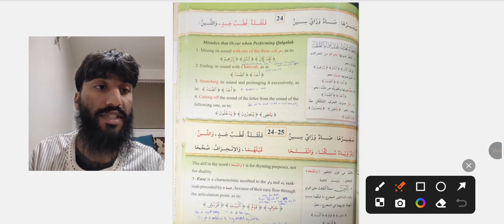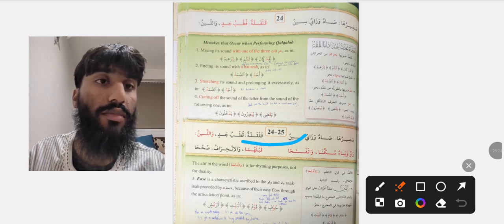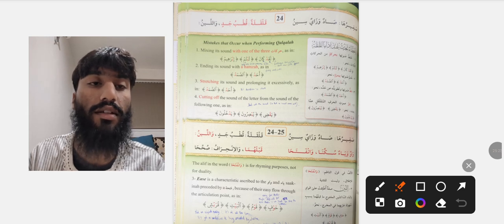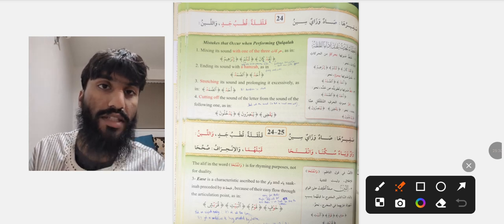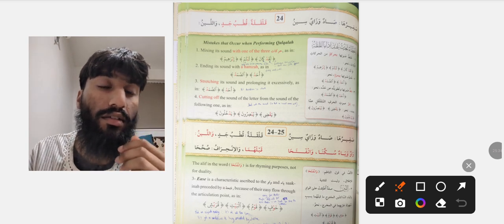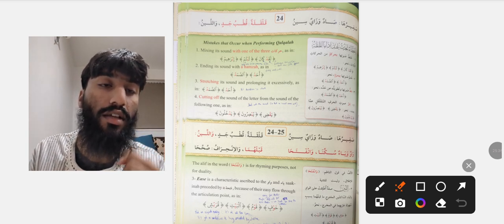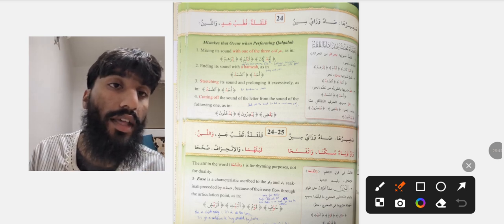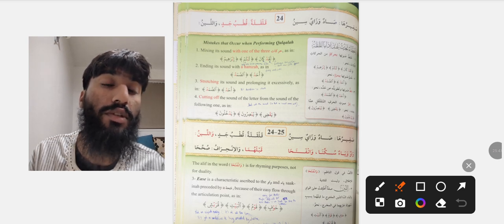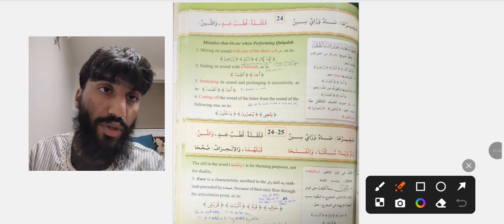Then there's a fourth mistake, cutting off the sound from the following one. For example, yaqdi. Where's qalqala? Nowhere to be seen. Yes, yaqdi, not yaqdi without qalqala. Yaqo, qo. Yaqdi. Okay. Yubsirun, not yubsirun without qalqala. Unfortunately, these ones are very common as well.